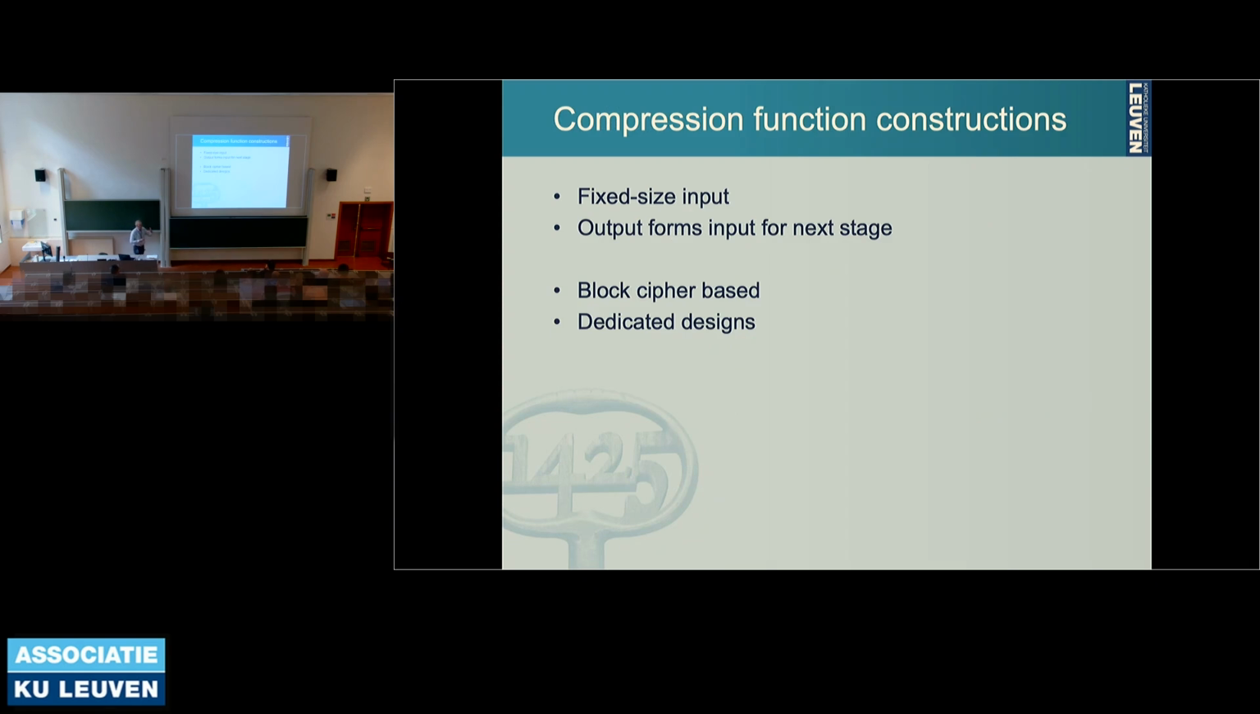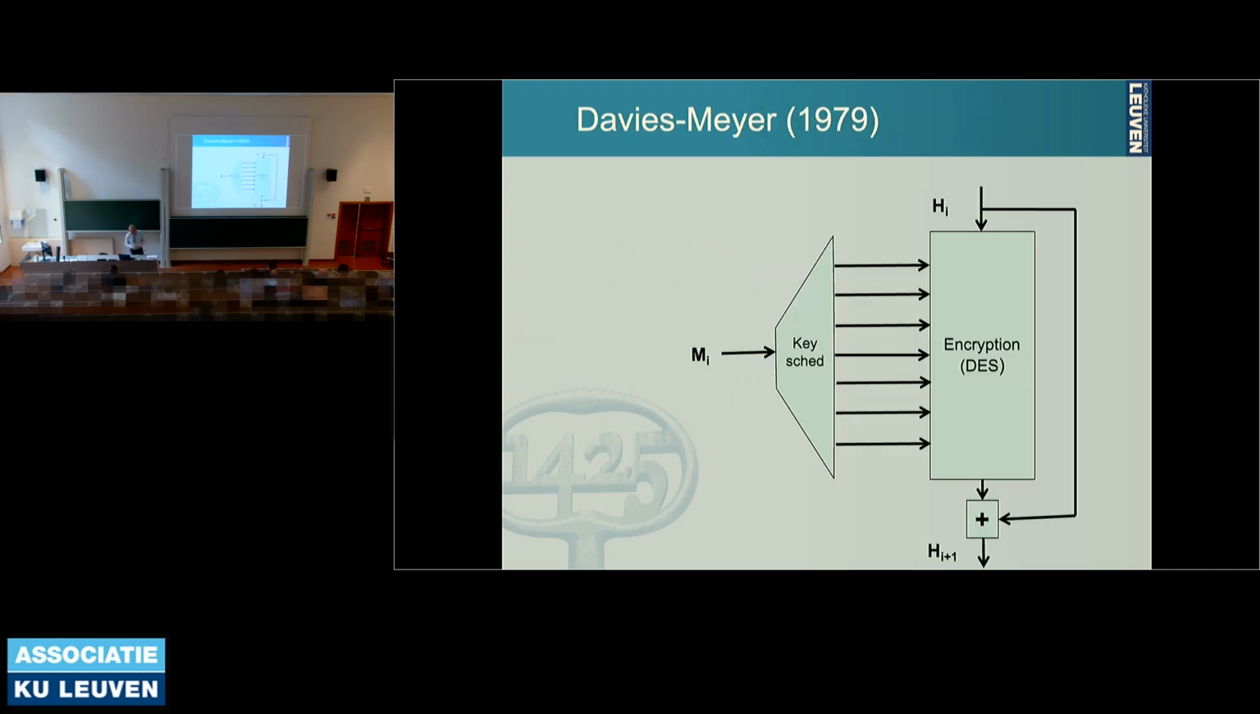So I already showed some extension methods, the tree and the Merkle one, and then the only remaining part is how you design this compression function. There are, let's say, two main philosophies. One is based on a block cipher, another one is to use a dedicated design. The ones based on block ciphers, one is shown here.